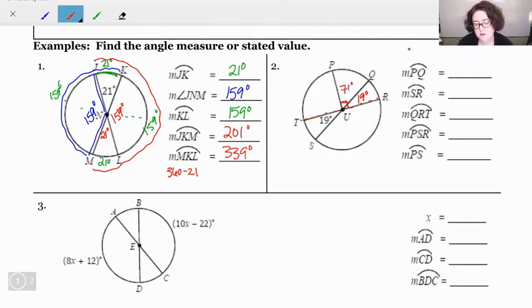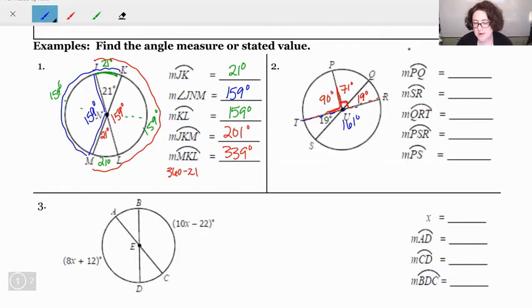Let's see, what about PUT? PUT, well, that's just the other side made from the diameter, so that's going to be a 90 degree angle. And then I have my remaining SUR. Well, everything else would have to add together with that to make 360, or I could just take the fact that if this is a diameter and I know the 19, I could also just subtract 19 from 180, which equals 161 degrees.